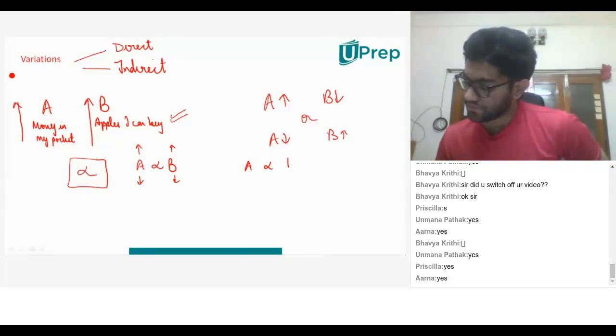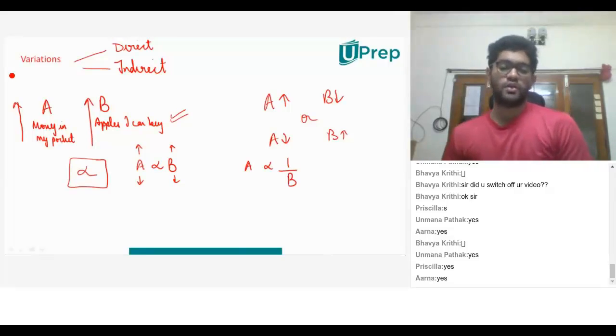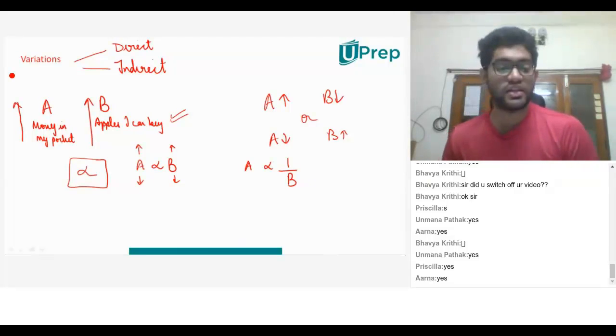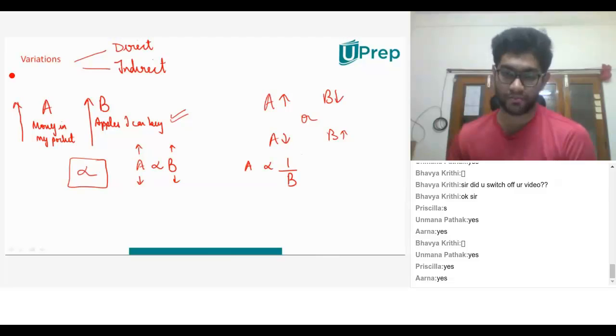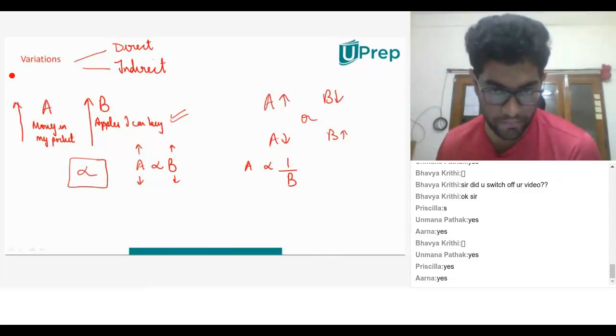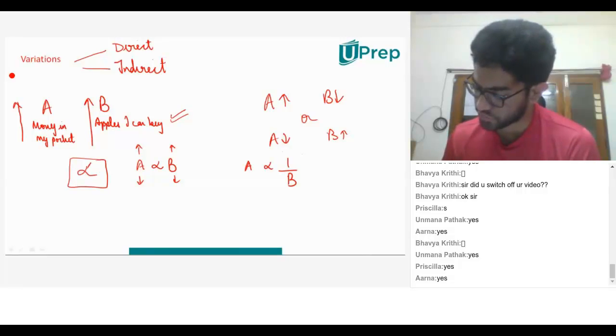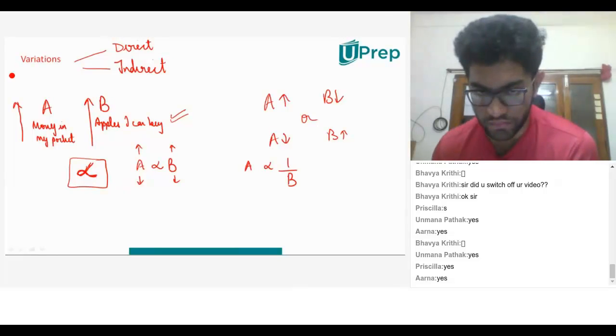And if I say this, now how do I read this? A is inversely proportional to B. Yes, Bhavya? Sir, which symbol were you talking about? This one, the one in the box. Proportionality. Sir, I think it means not equal to.